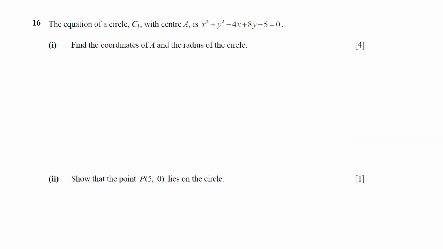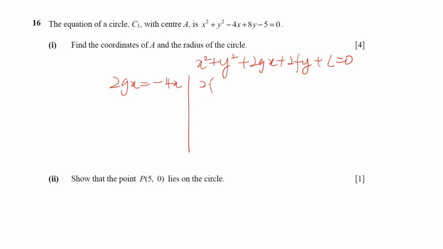Alright, so let's look at the last question, which is a question on circles. You're given the equation of a circle in the general form, so find the coordinates of A and the radius of the circle. I think the easy way of doing it is to compare it with the general form of the equation of the circle, which is x squared plus y squared plus 2gx plus 2fy plus c equals 0. So therefore your 2gx will be compared with negative 4x. Your 2fy will be compared with 8y, and c is equal to negative 5.